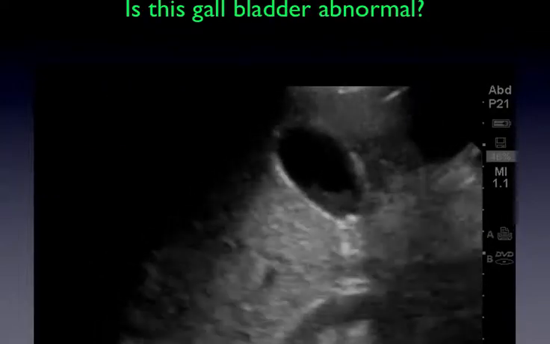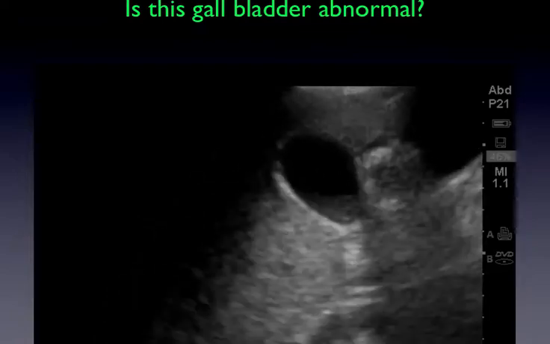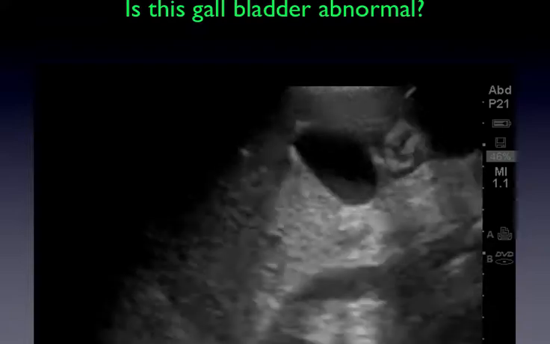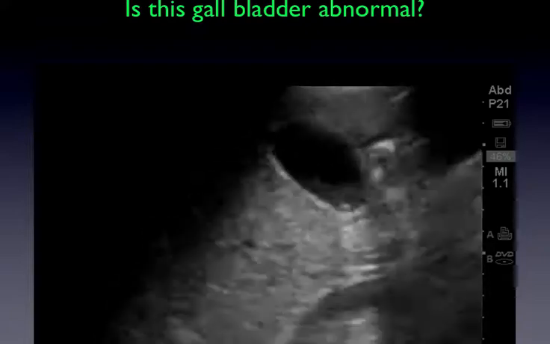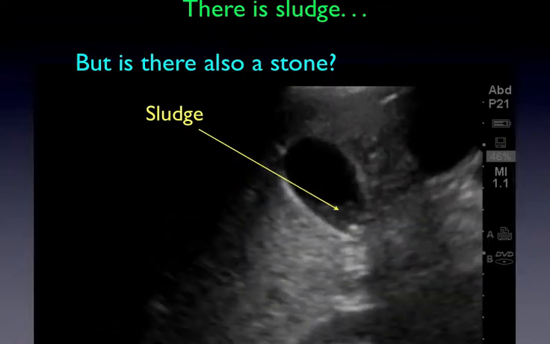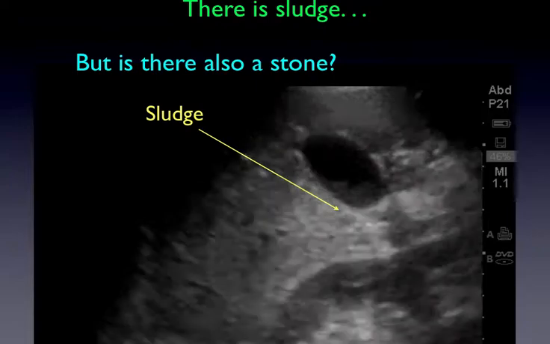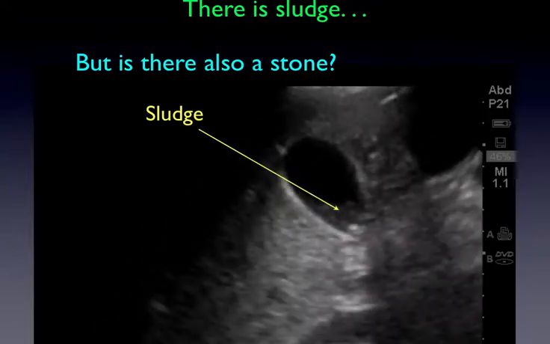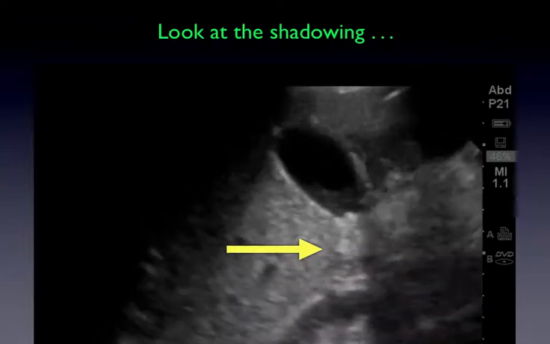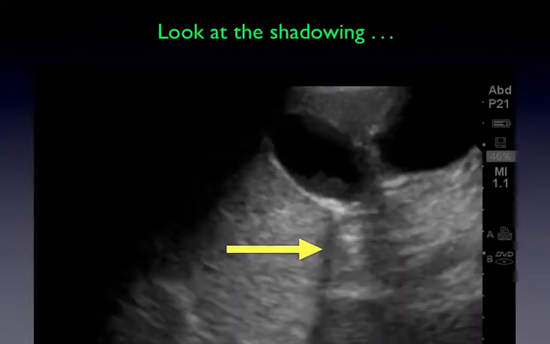What about this gallbladder? Is this gallbladder abnormal? All right, let's take a look. There is sludge at the tip of the yellow arrow. You can see it. The question is, is there a stone here? So there's a very subtle finding. Look at the shadowing. At the yellow arrow, do you see it? Right there.